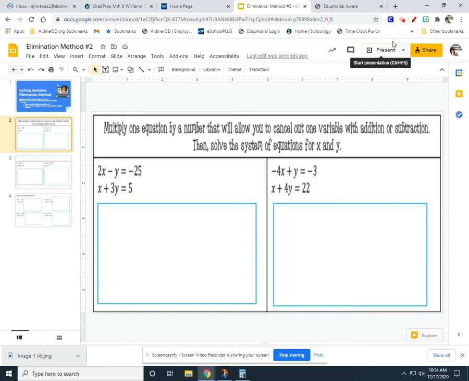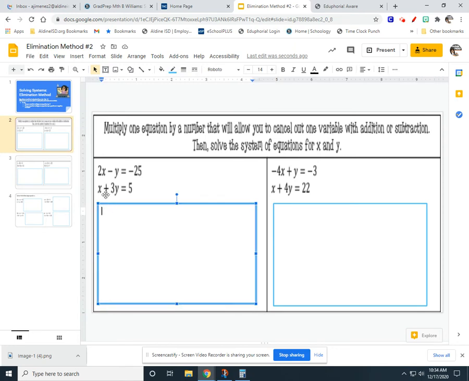It's already in standard form, so we don't have to do any movement. We have to figure out, are we gonna add or subtract though? Well, that's not what we're doing because look what it read. See, again, this man is just going ahead and not reading. Multiply one of the equations by a number that will allow you to cancel out one variable with addition or subtraction. So I'm looking to see which one would be easiest to multiply.